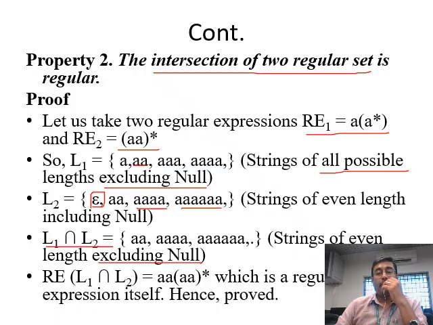For my first expression I am excluding null, and in my second expression I am including null. So when I perform the intersection of both languages, the output is going to be of even length excluding null. At last, L1 intersection L2, this is my final expression, AA(AA)*. Hence the intersection expression is proved.